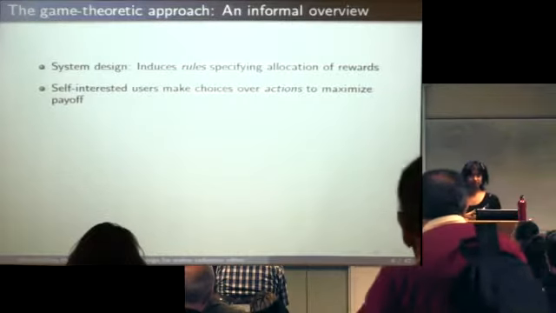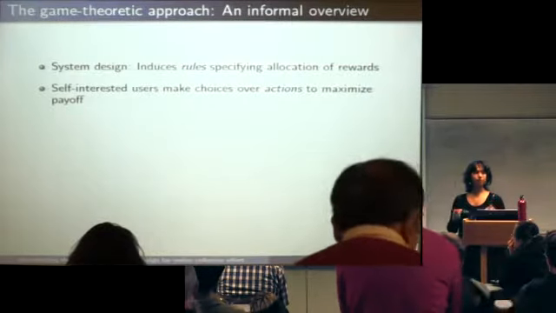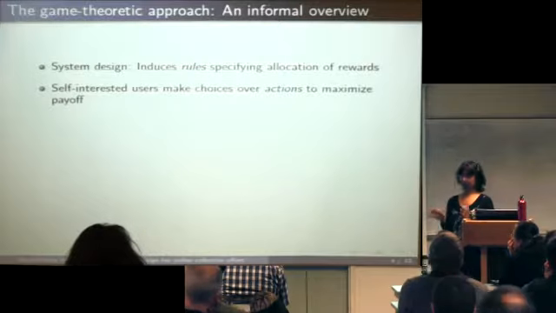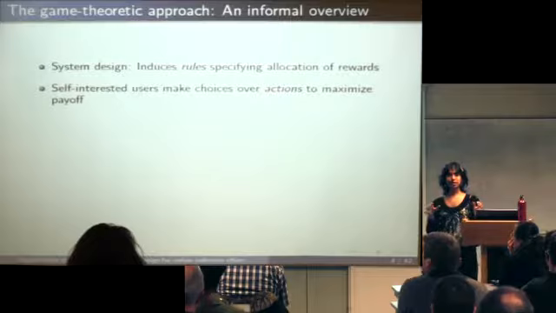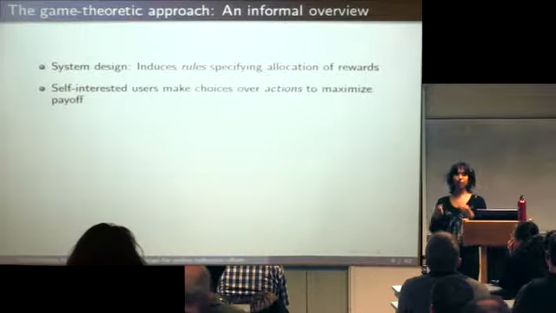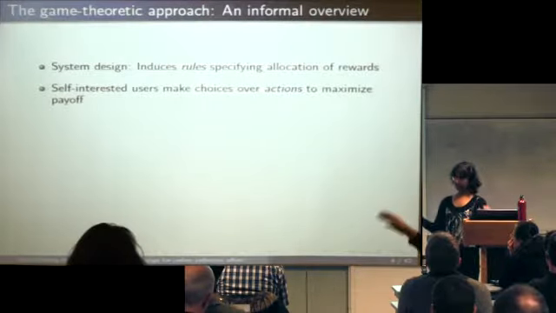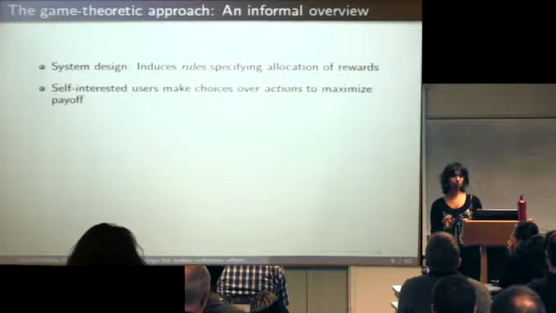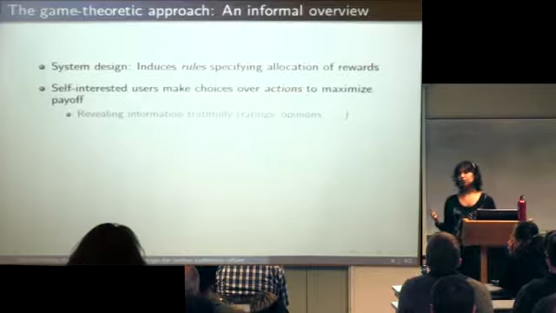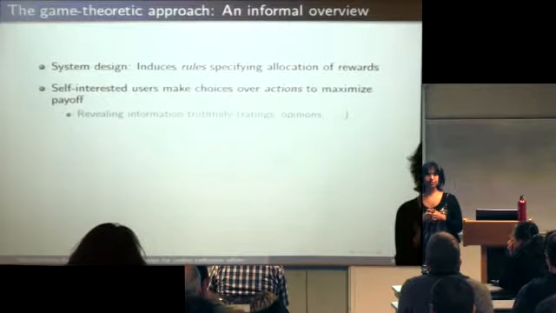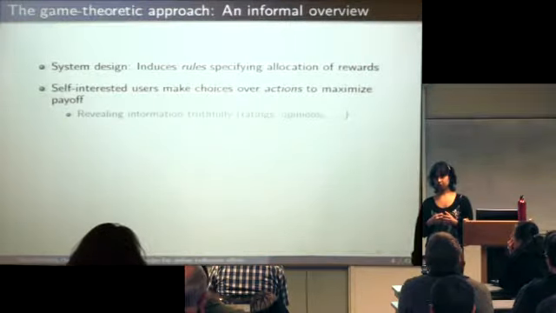Now, self-interested users are going to make some choices over actions to maximize their payoffs. And when I say make choices over actions, these choices are going to depend on what the system is, as well as what other users are doing, and that's where the notion of an equilibrium will come in. Now, in the kind of settings we're interested in, online collective effort, what are the kind of action choices that users have? This is the first question that comes up.